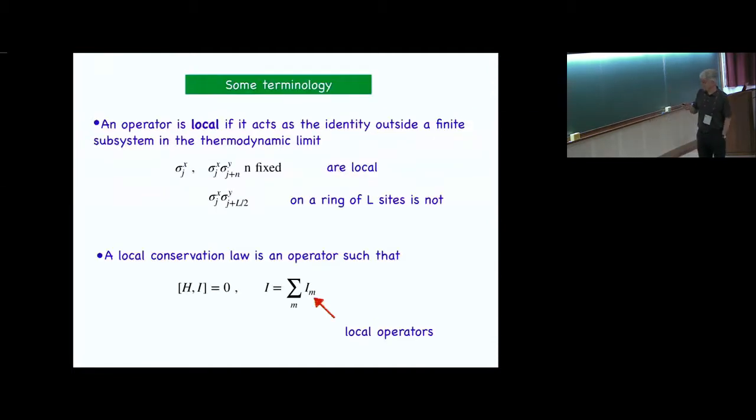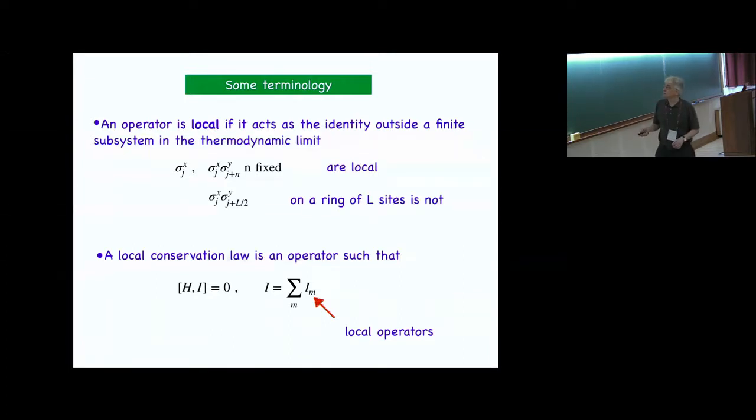Now I'll use some terminology in the following, so let me introduce it here. I already told you what a local operator is, but let me repeat it. An operator is local if it acts as the identity outside a finite subsystem in the thermodynamic limit. So let's come back to our lattice spin chains, where we have L spins along a one-dimensional chain. What kind of operators are local for such a system? Well, a spin operator at a given site is local. Products of spin operators at a fixed distance are local in the thermodynamic limit. But if I consider a very large ring of L sites, then an operator where the two spins have separation L over 2 is not local.